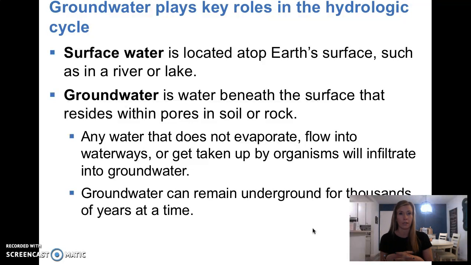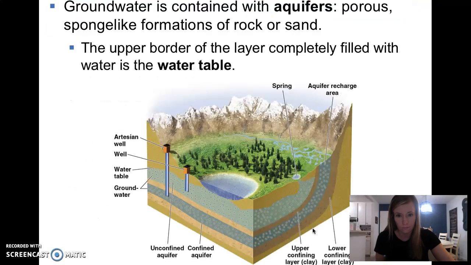So basically, if you think of... I'll come up with an analogy later. But basically, if you put a lot of pressure on something, the water is going to want to move. So the water is moving within the groundwater as well.